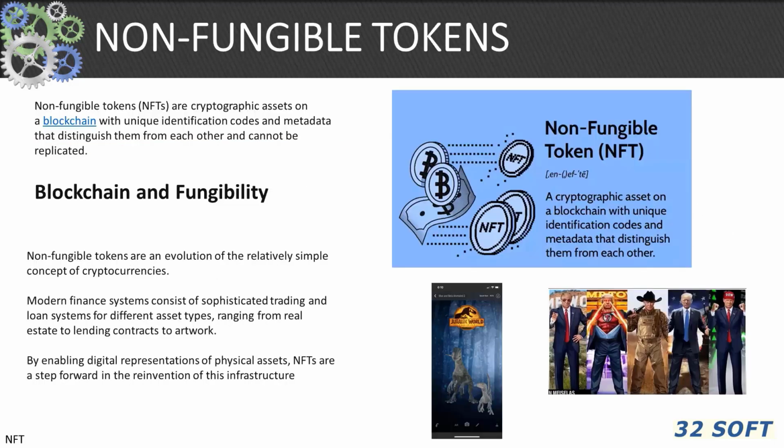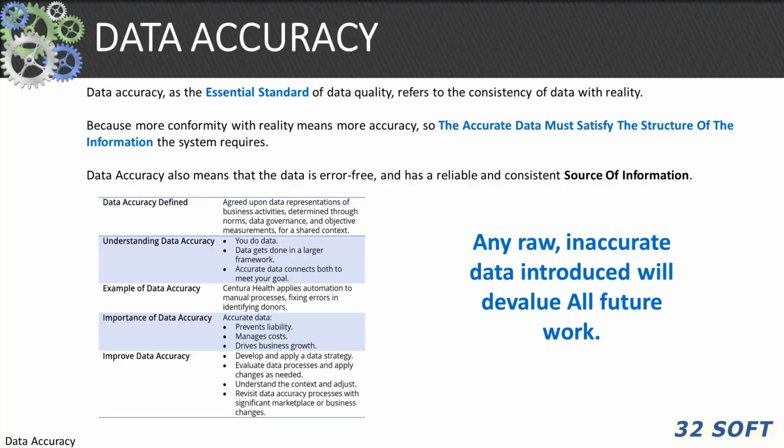Here is something that has been in the news of late. Ownership of non-tangible digital assets, or NFTs. With the help of blockchain, non-fungible tokens are cryptographic assets. These NFTs are on a blockchain with unique identification parameters, metadata. This metadata distinguishes NFTs from each other so that they cannot be duplicated. This is the wave of the future. Once the law catches up with technology, data accuracy is the essential standard.